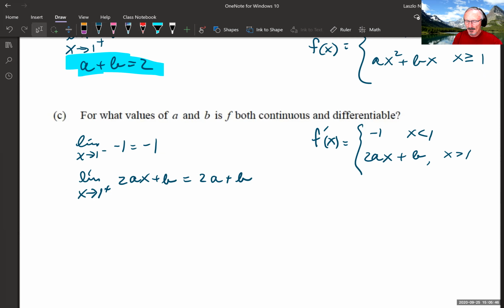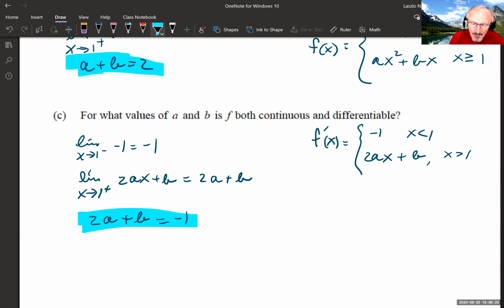Now, on top of that condition, we must also have the limit of f prime of x as x approaches 1 from the left equal the limit of f prime of x as x approaches 1 from the right. And that would, of course, require that 2a plus b equal negative 1. So now we have 2 conditions that must exist for f to be differentiable at x equals 1. And in order to investigate this, we need to solve this system of linear equations in terms of a and b. And we can do that, of course.